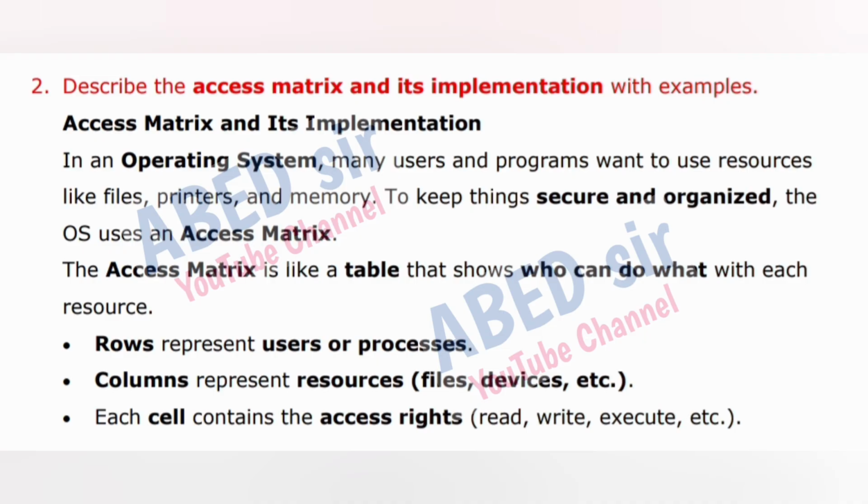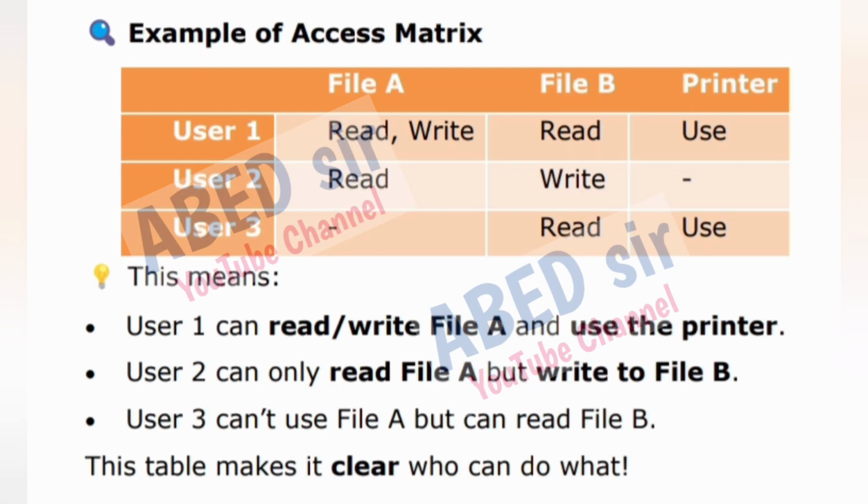Rows represent users or processes. Columns represent resources, files, devices, etc. Each cell contains the access rights: read, write, execute, etc. Example of access matrix. File A, File B, printer. User 1: read, write; read; use. User 2: read; write. User 3: read; use.